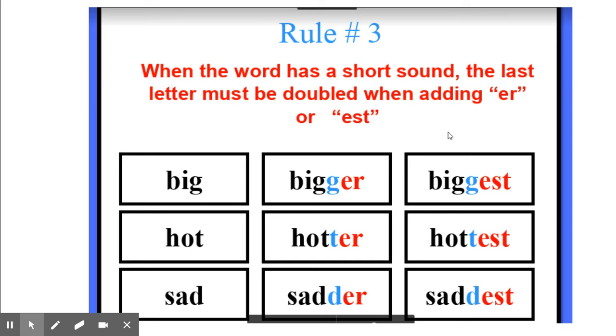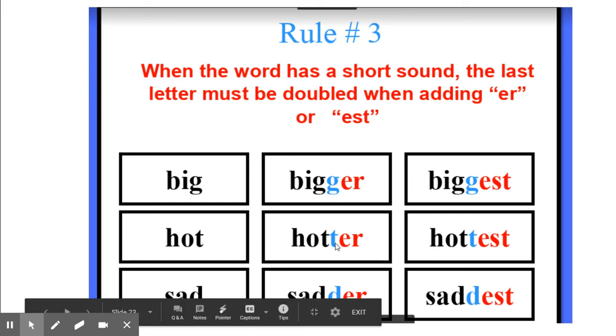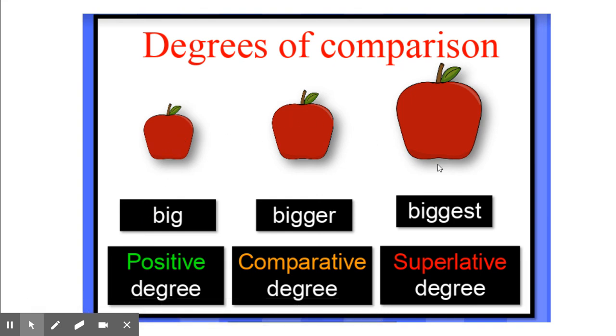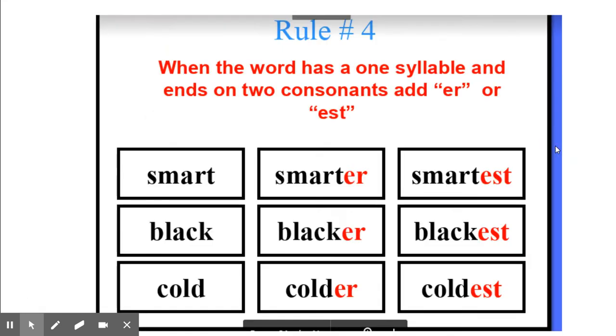Rule number 3 is when the word has a short sound, the last letter must be doubled when adding ER or EST. So we're going to double the G to make big become bigger or biggest. Hot, double the T, becomes hotter or hottest. And sad, double the D, becomes sadder or saddest. Another example is big, bigger, and biggest.